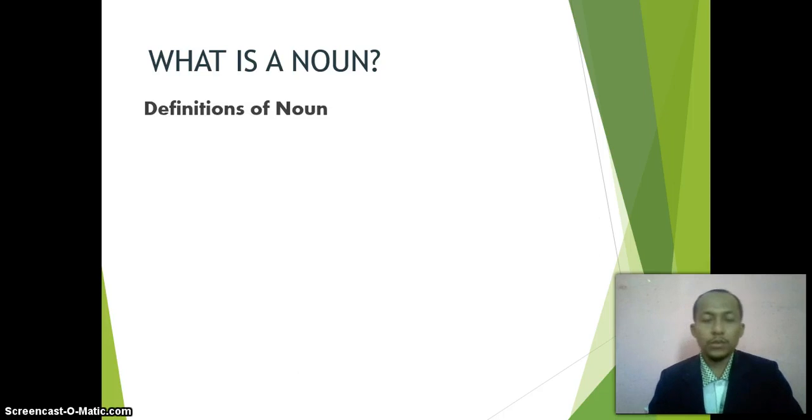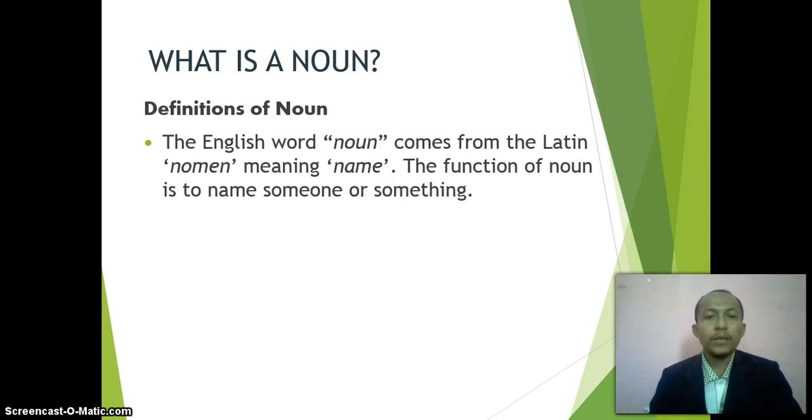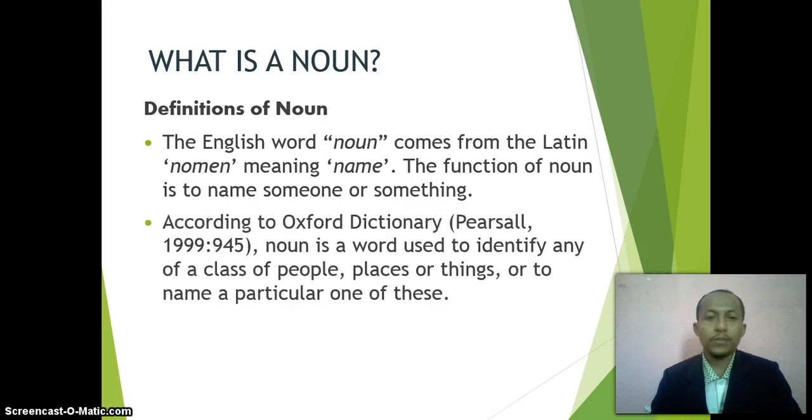What is a noun? Let's start from noun, the definition of nouns. A noun in English comes from the Latin word nomen, meaning name. The function of nouns is to name someone or something. To name someone or something is a noun.